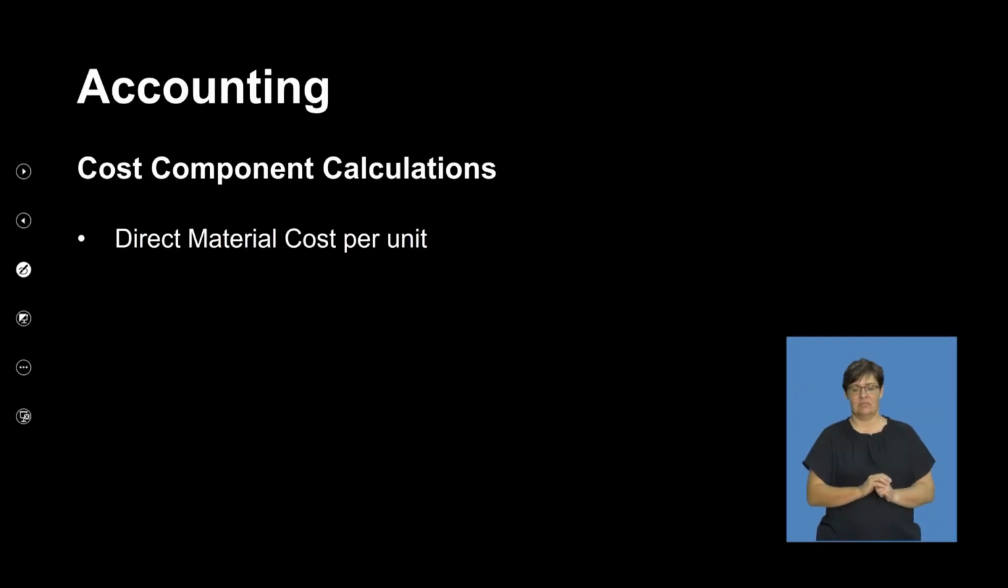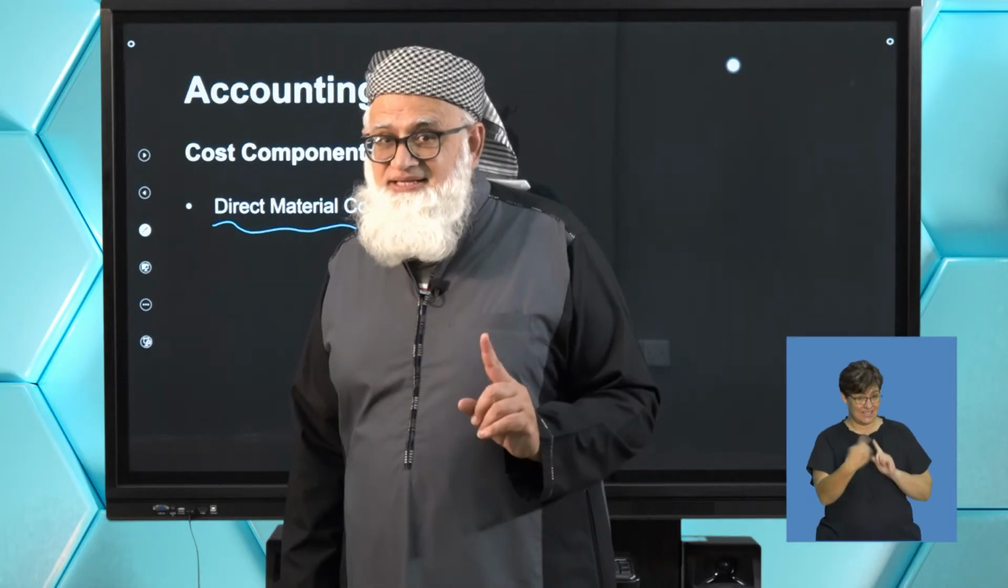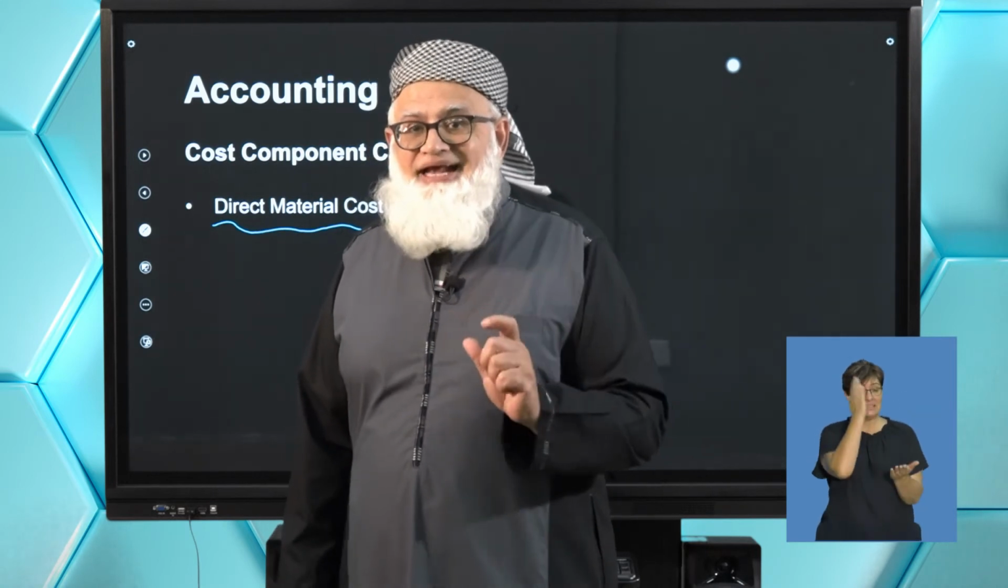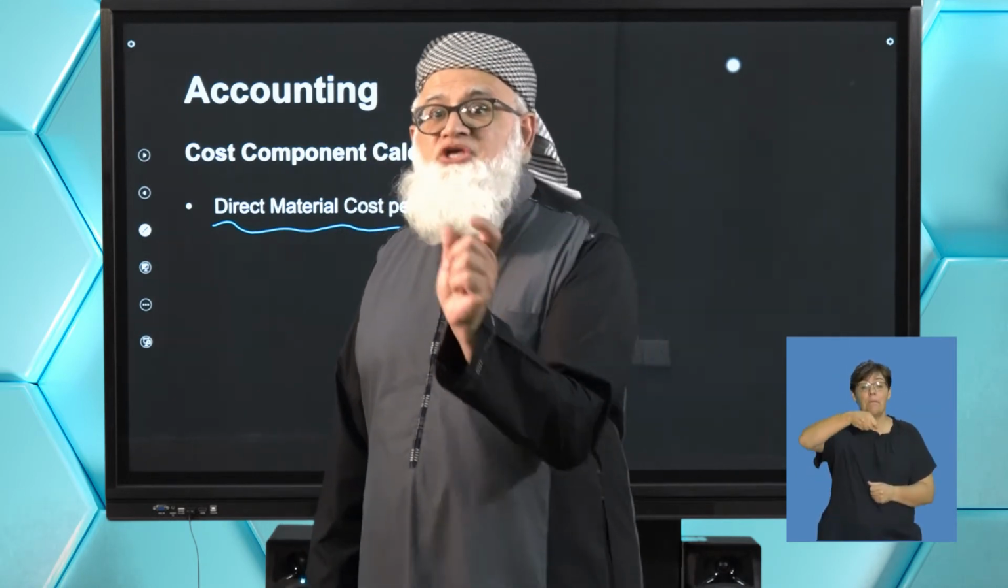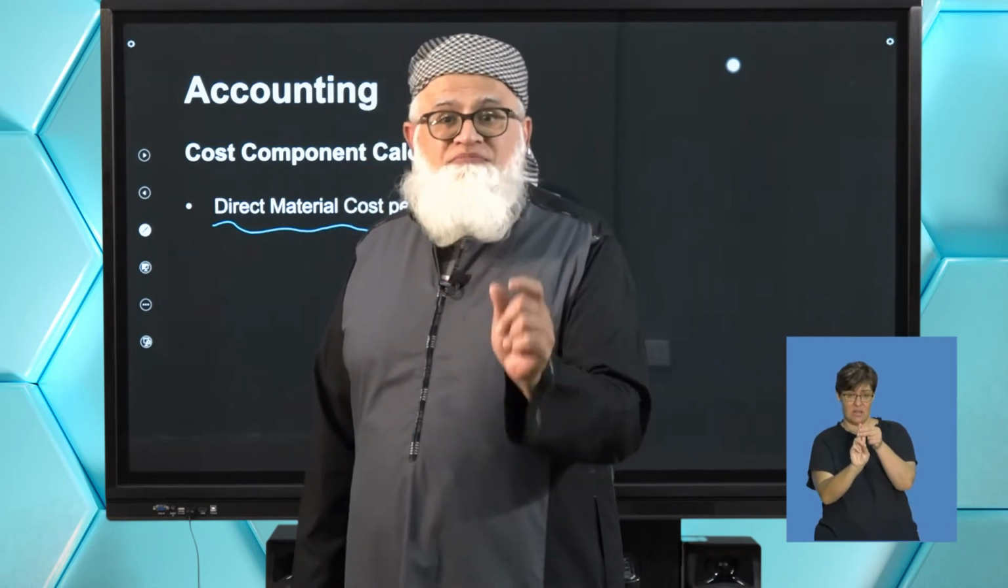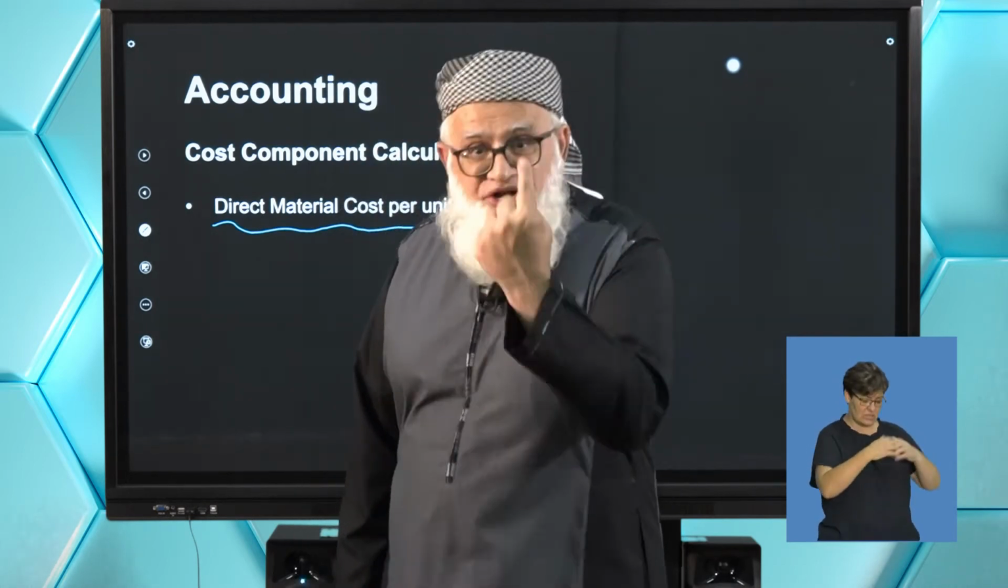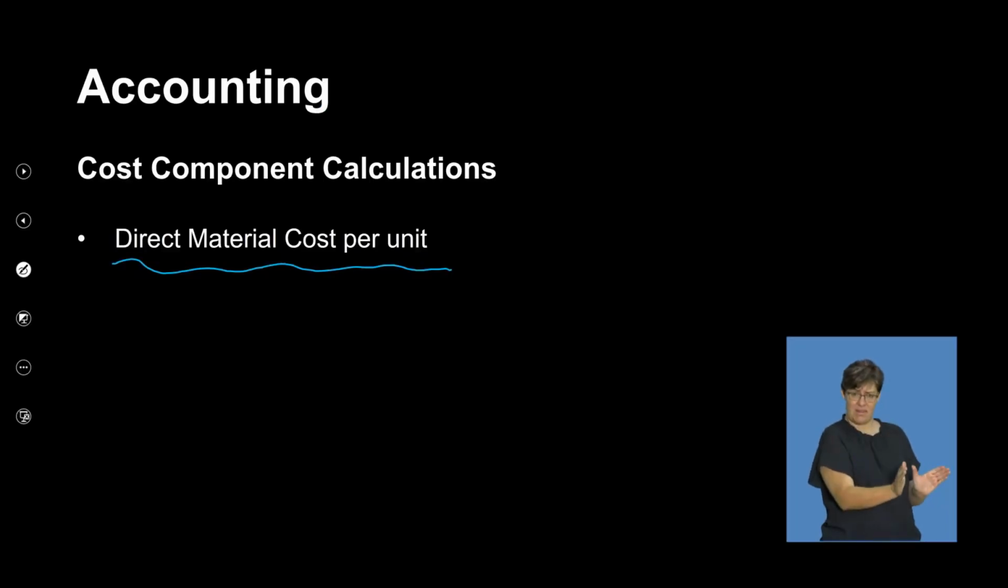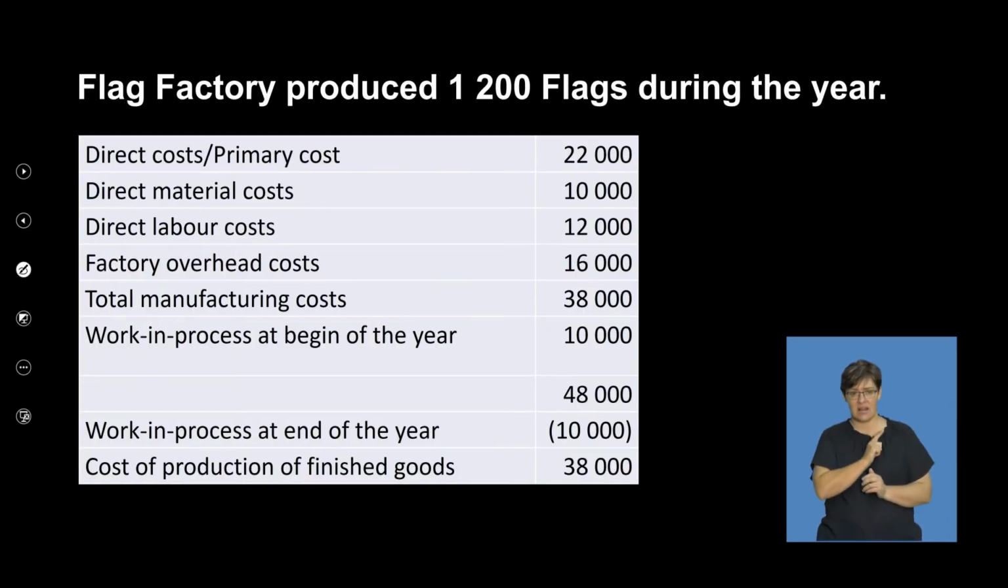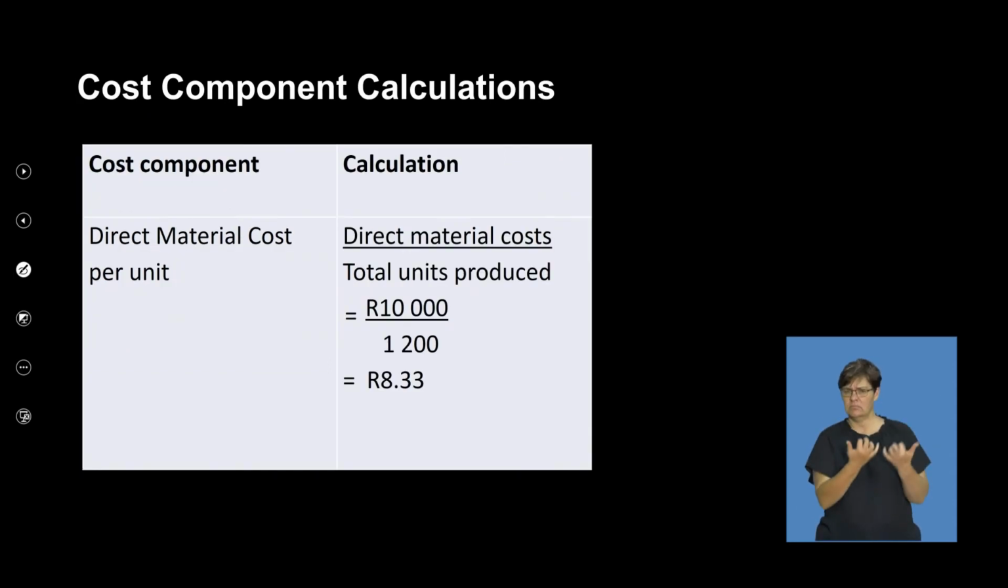Now we're looking at an example. If you are asked to calculate the direct material cost per unit, now look at the difference. You're asked to calculate the direct material cost per unit. That means how much material was used in 1 unit of production. You are told you're working with the flag factory and we produced 1,200 flags during the year, and we are asked to calculate the direct material cost.